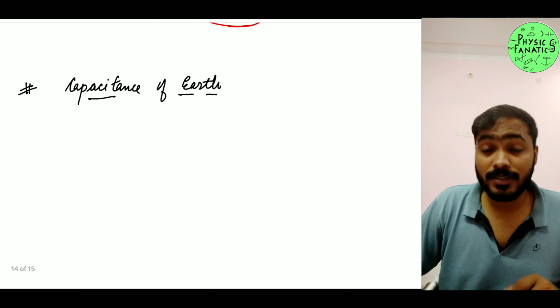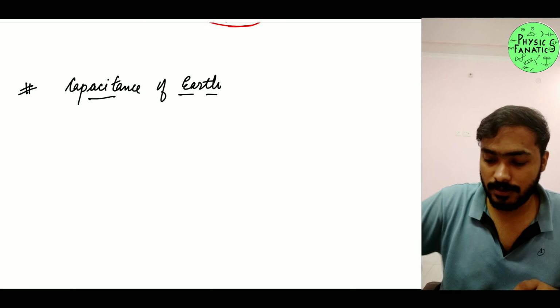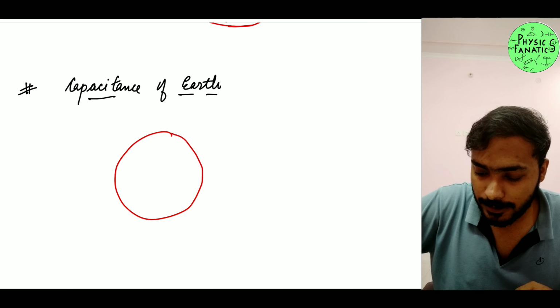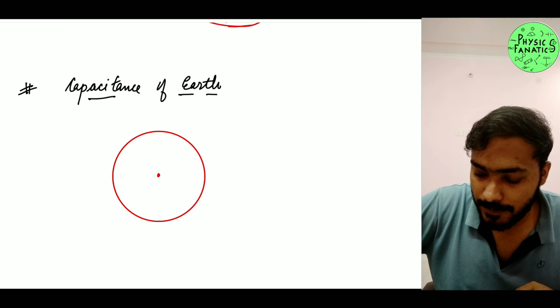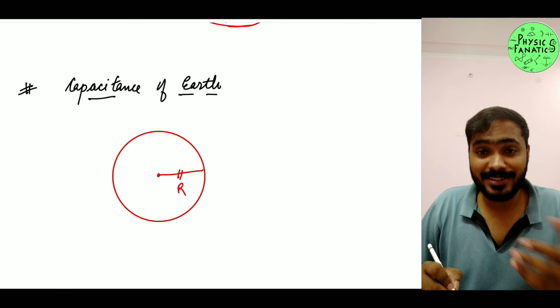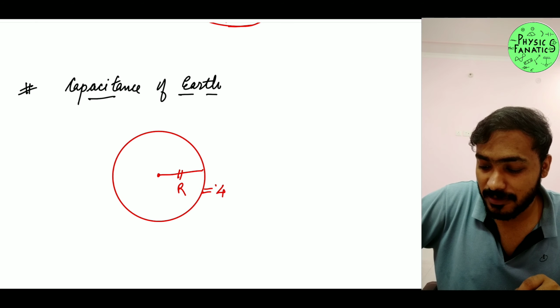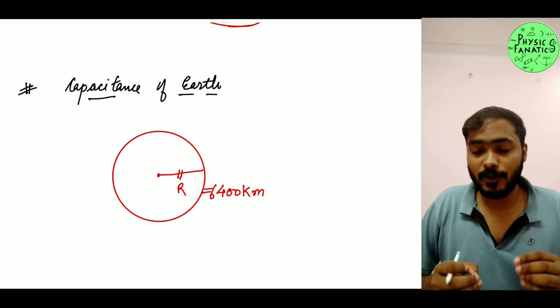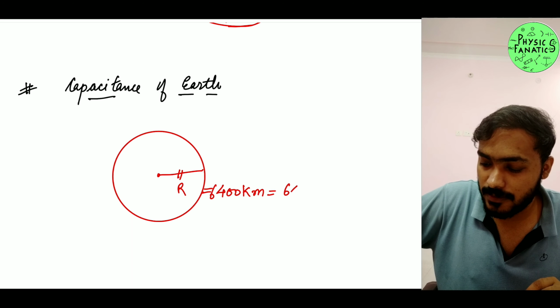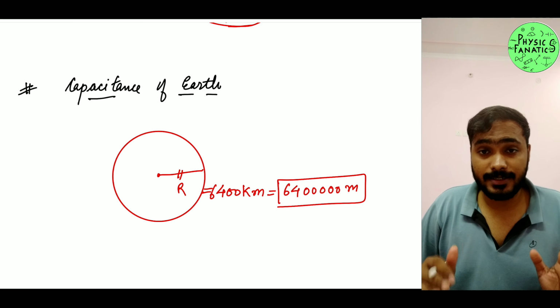Okay, let's try to find out what is the capacitance of your Earth. So I have this Earth here, and let's say the Earth has a radius r. Obviously we know the value of the radius of the Earth. What is the value of radius of Earth? Radius of Earth is 6400 kilometer, and I can convert it into meter. This will be 6.4 into 10 to the power 6 meters, right? I hope you guys can understand.